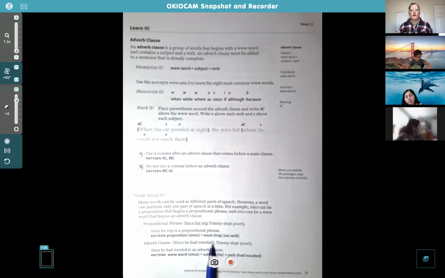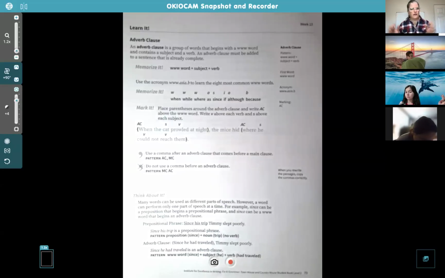And then we need a comma because the main clause here, Timmy slept poorly, comes after. So since he had traveled, Timmy slept poorly. And here's the pattern at the very bottom. It's the WWW word since plus the subject he plus the verb had traveled. Okay, so if you see the word since, you've got to check, is there a verb by it? If there is, then it's a clause. It's an adverb clause. If there's no verb next to it, it's probably a prepositional phrase that you'll underline.